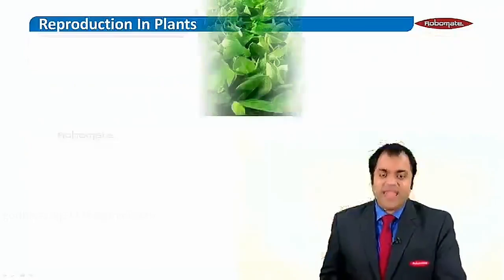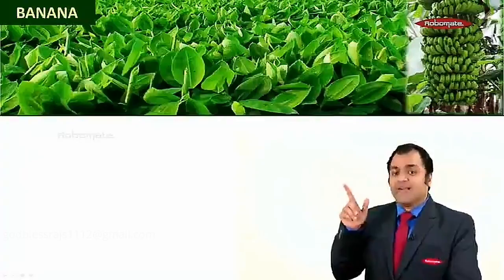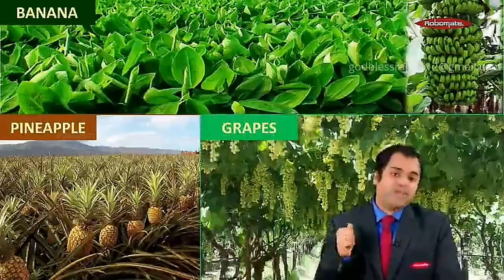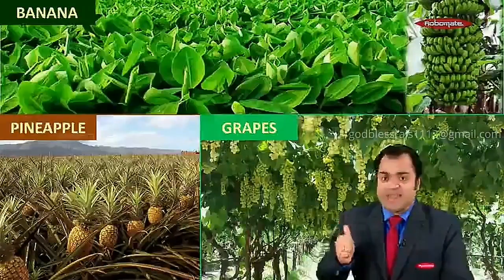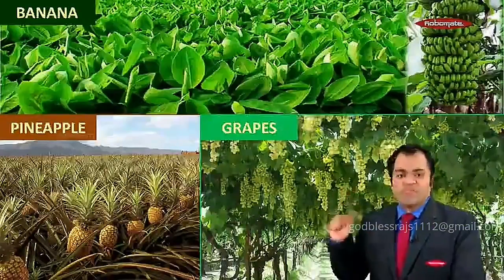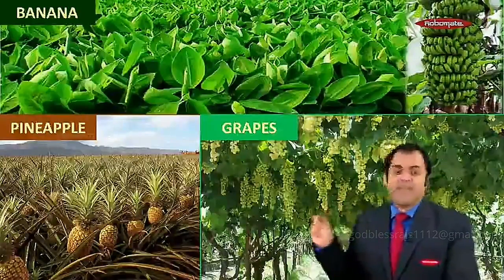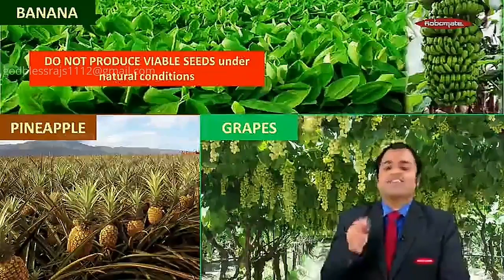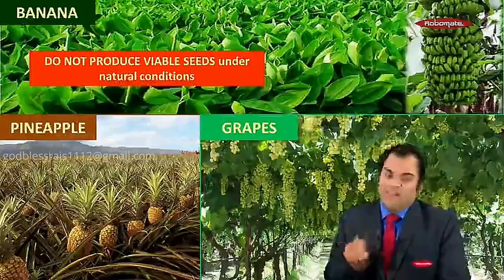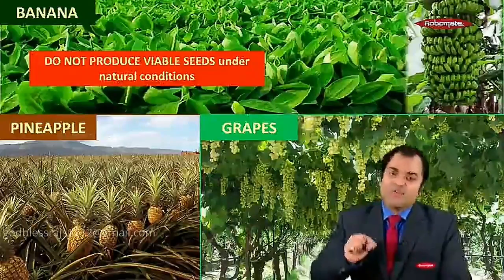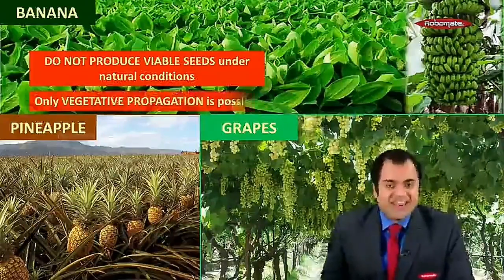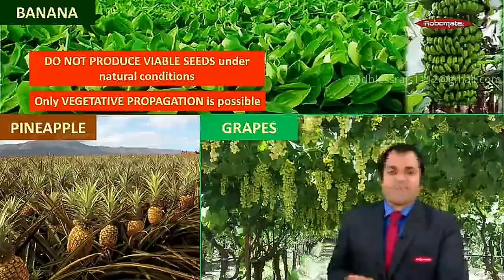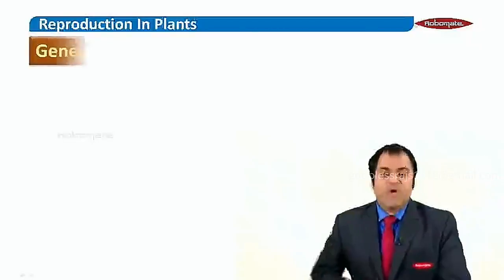Is it okay? Next, certain plants, like right above me, what you see is banana. Then right there is pineapple, and right behind me you see our beautiful juicy grapes, right? Now there is something common between these three plants. Remember, banana, pineapple and grapes, all of these are plants which do not produce viable seeds under natural conditions. And therefore the only technique or method you can use for them is, you guessed it right, you can only use vegetative propagation for banana, pineapple and grapes. Is that okay? Then, moving on.